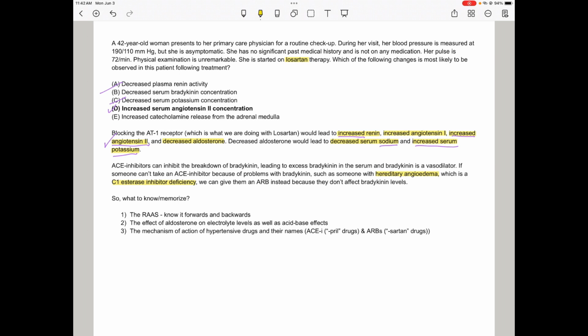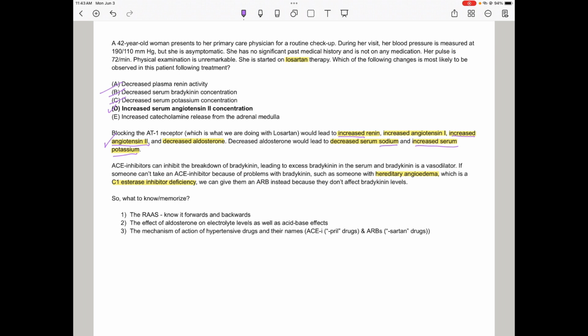So this is somewhat of a distractor, trying to weed out the people who are confusing ACE inhibitors with ARBs. So we can get rid of this. Bradykinin has nothing to do with losartan and other sartans and ARBs. The increased catecholamine release from the adrenal medulla. Some students might know that in times of stress, catecholamines can be released. And having the Renin-Angiotensin-Aldosterone system increased is probably signaling to the body that there's some sort of stressor going on.